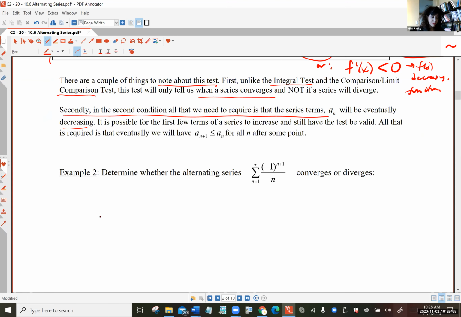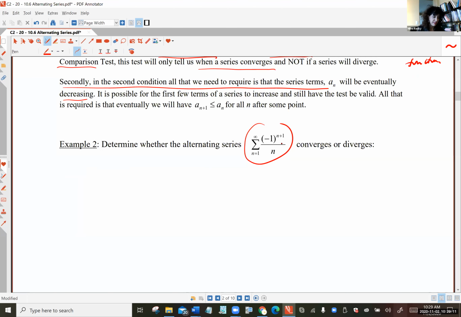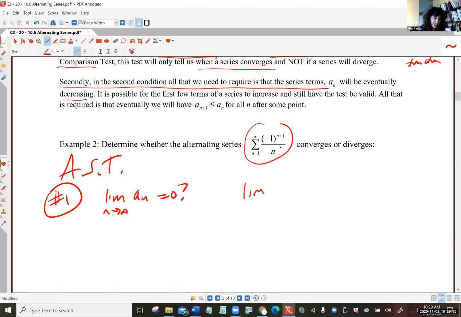Okay, so now it's time. We're going to answer the question. Does this series, which is the alternating version of sigma 1 over n, which we know does diverge, does it converge or diverge? Okay, so we're going to do the AST, alternating series test. Condition 1. Is it true that the limit of a sub n as n goes to infinity equals 0? And when you're doing this limit, don't take the limit with the negative 1 in it. I don't even care about it. Just take the limit of the rest of the formula, which in this case is just 1 over n. Does this go to 0 or not? What do you guys think?